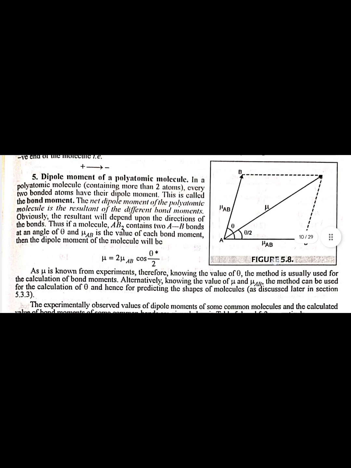Vector nature of the dipole moment. The dipole moment is a vector quantity, that is, it has both magnitude as well as direction. It is therefore represented by an arrow pointing from the positive end to the negative end of the molecule.